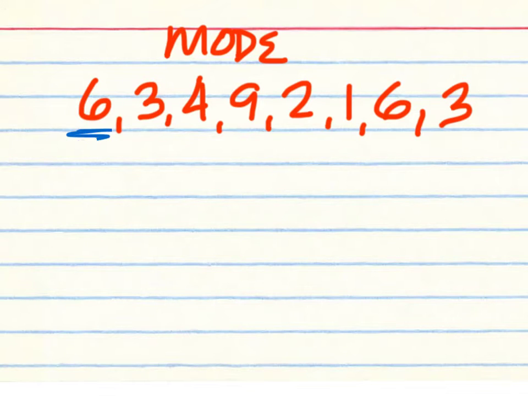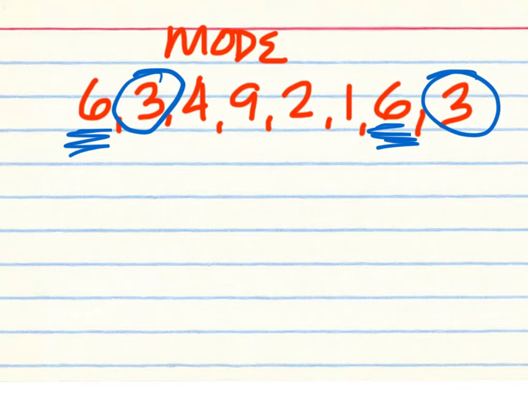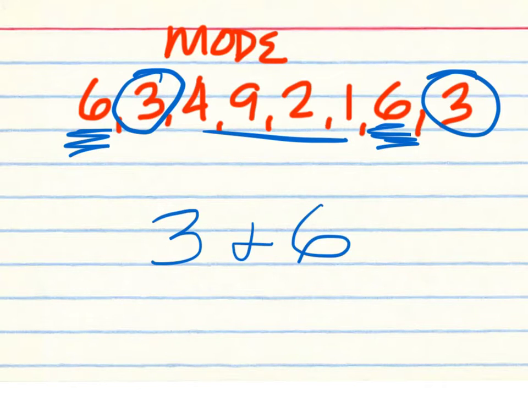In this one we have 1, 2 6s. And then we have 1, 2 3s. Everything else shows up once. 6 shows up twice, 3 shows up twice. That means there are 2 modes for this list. It would be 3 and 6. They both show up twice.